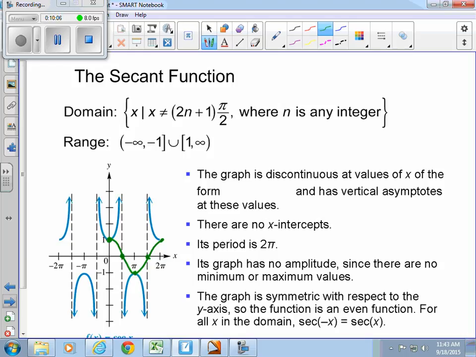The domain. But x can't be odd multiples of pi over 2. But 2n plus 1 is just all the odd numbers. It's 2 times the number plus 1 would be the number. So it's just all the odd numbers.